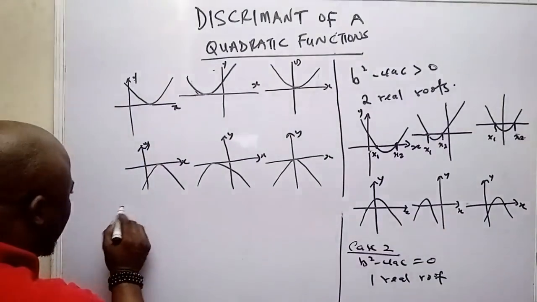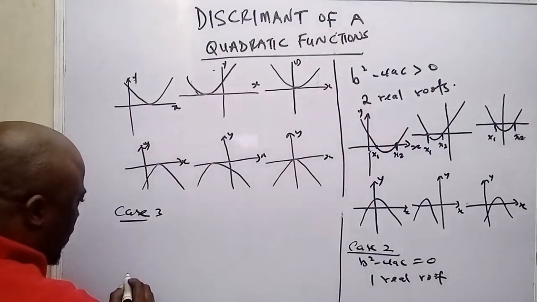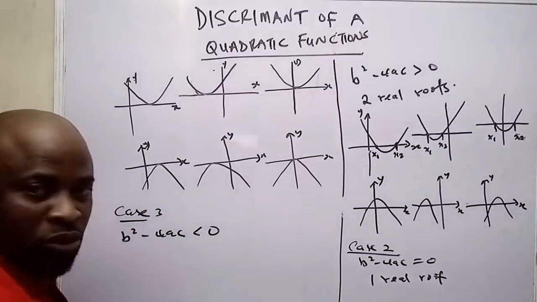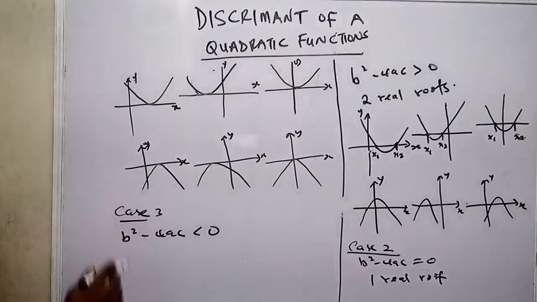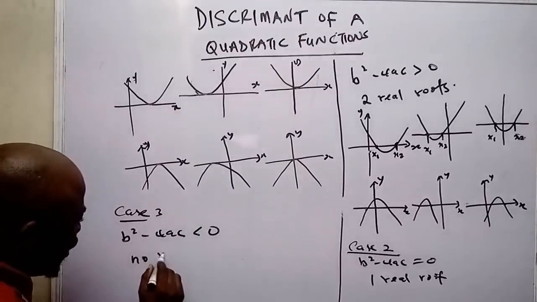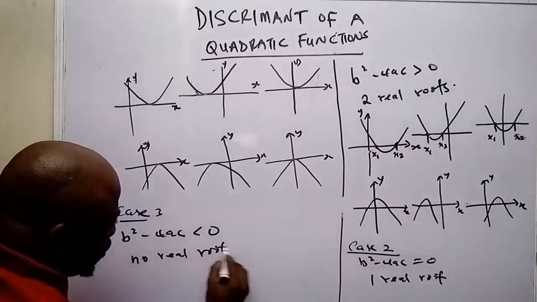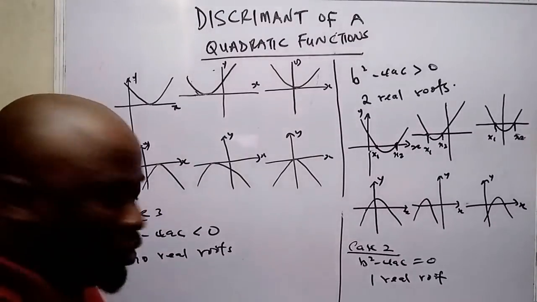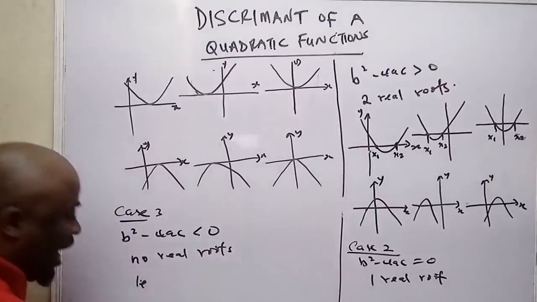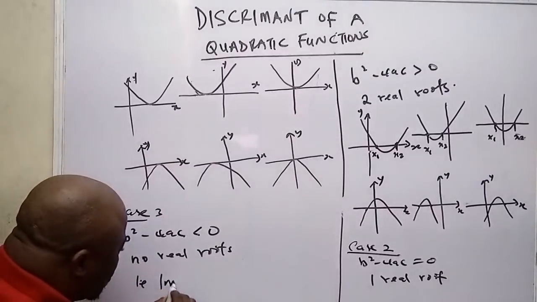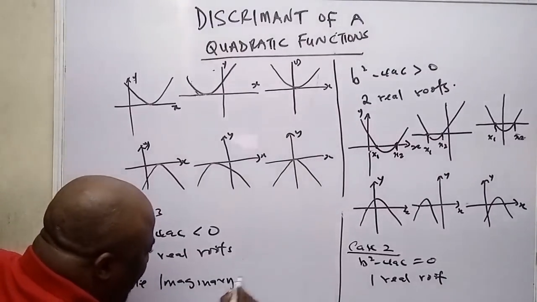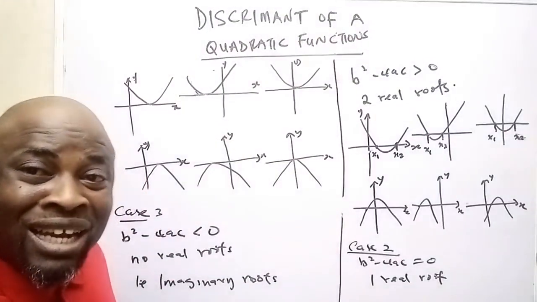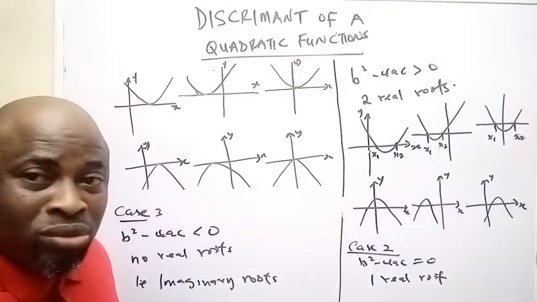Okay, so for the last case, which is case 3, if b square minus 4ac is less than 0, in this case, no real root. We don't have any root. That means here we have imaginary roots.